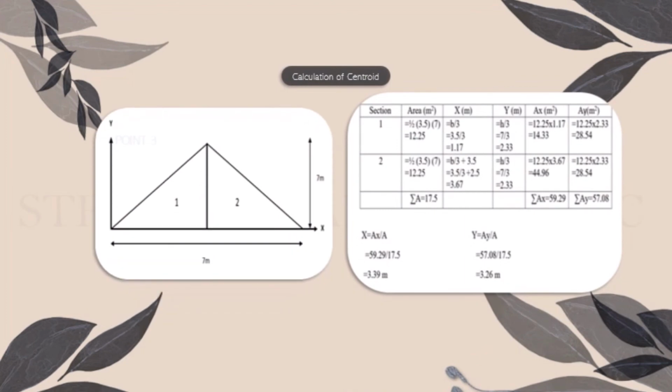I have calculated the centroid. Before that, I have divided the roof into two, which is left section 1 and right section 2. And I have got x-axis 3.39 meter and y-axis 3.26 meter.